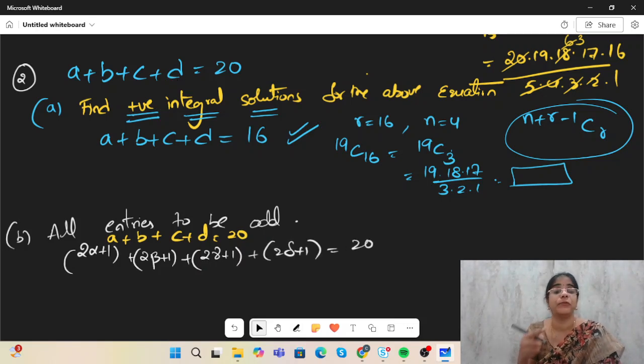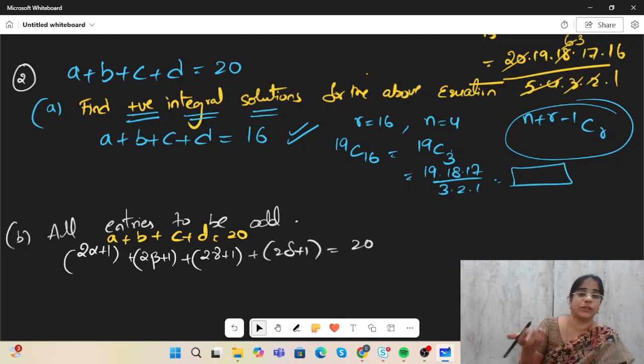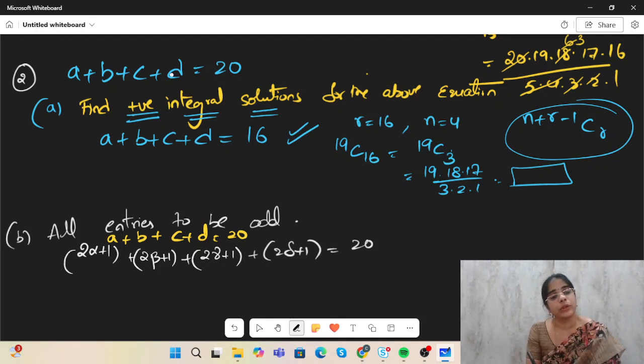This is how I reframed my question, because they said each and every entry that I am going to place in my A, B, C, D should be odd only. Right? So all these A, B, C, D are to be odd numbers only. Odd number notation is 2n plus 1. 2 times n value is even. Even plus 1 is your odd there. Right? Now, what is your answer?